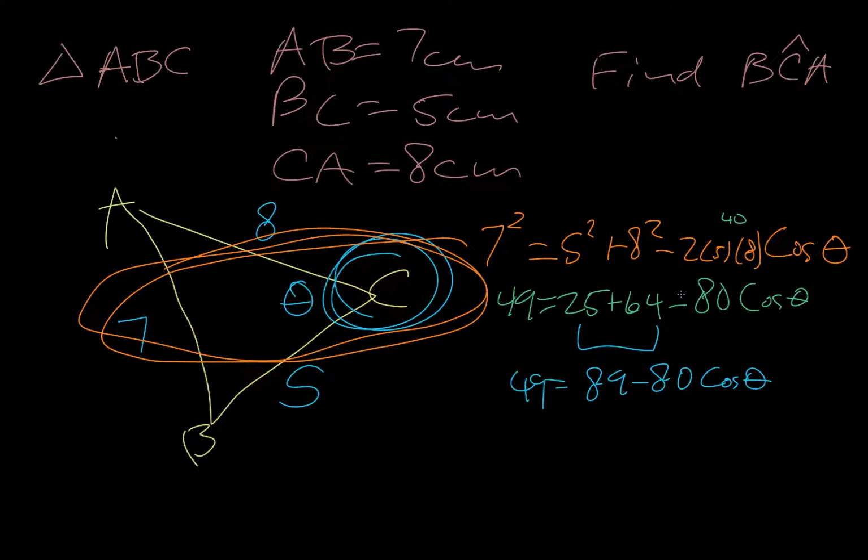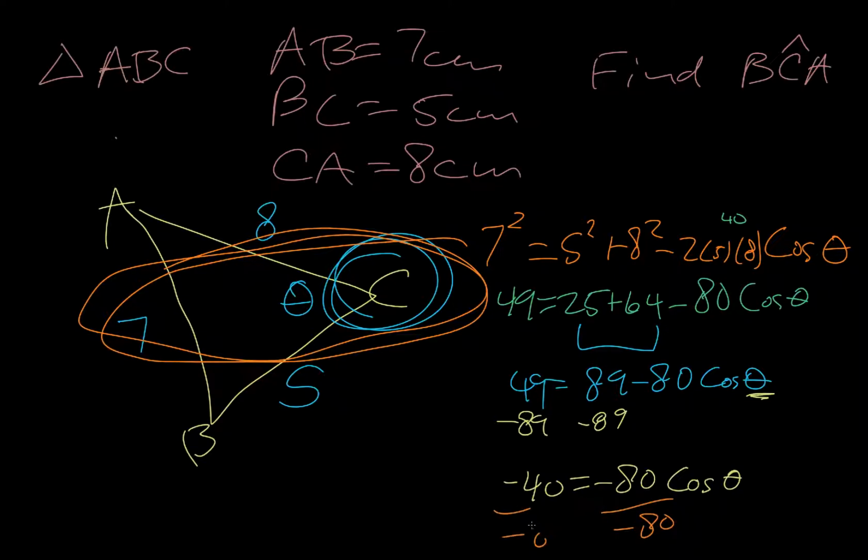Now once again, it's tempting to do 89 minus 80, because we just get a 9 cosine theta, and it would look like a pretty nice answer. But we can't do that because of PEMDAS once again. So instead we subtract 89, because we're trying to get theta by itself. So that gives us negative 40 equals negative 80 cosine theta. And divide by negative 80. And that means that cosine theta equals 1/2.